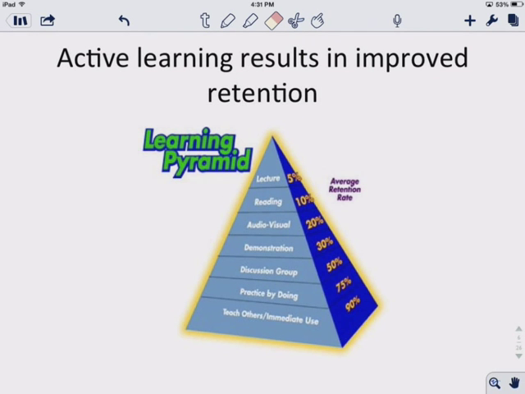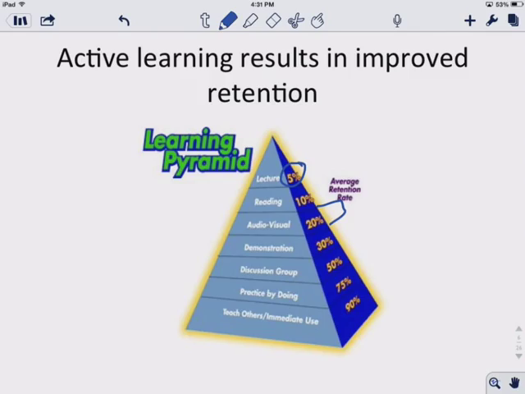The backing behind this comes from the classic pyramid of learning. When we're looking at active learning, the normal retention with lectures is just about 5%. Reading from books, we get about 10%, and then audio-visual, like the videos we have you watch, you get about 20%.